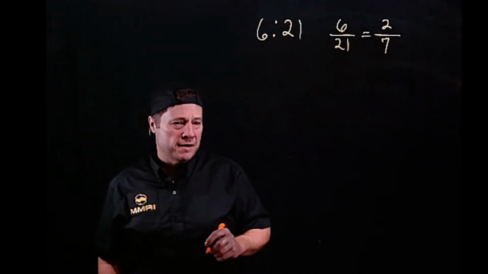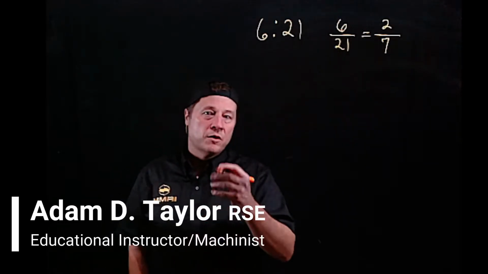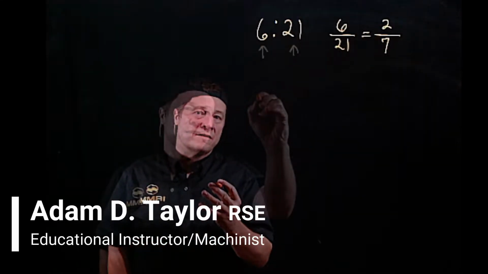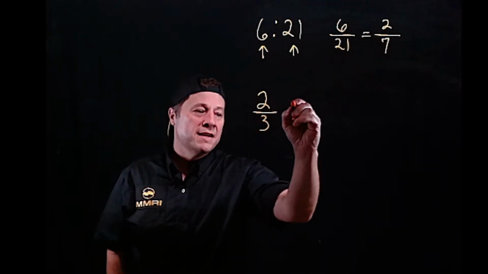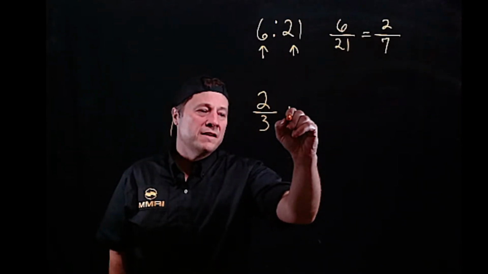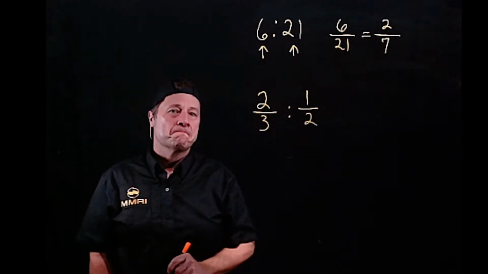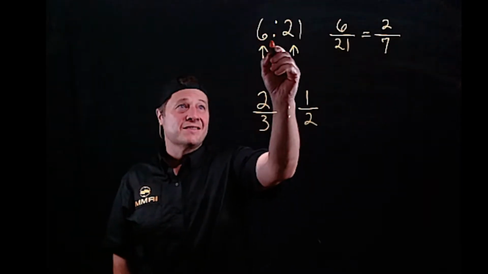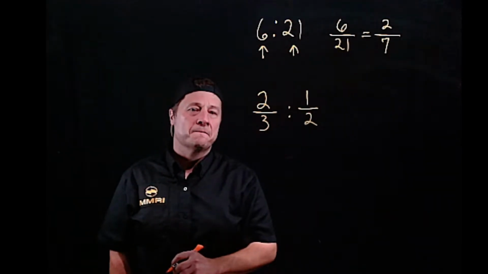What about, let's see. Okay, so what if we come across 2/3 is to 1/2? Okay, that's our proportion. Just like 6 is to 21, we're saying 2/3 is to 1/2.